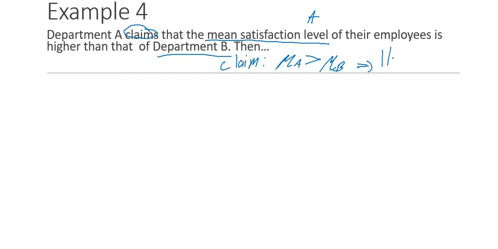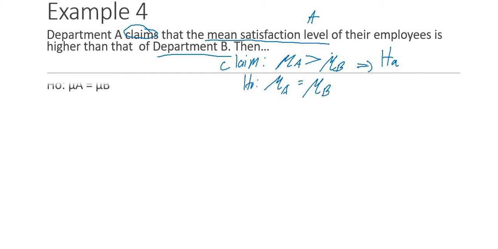So, the claim here is that the mean satisfaction level of Department A is higher than Department B. So we can say in symbols that the mean of Department A is higher than the mean of Department B. This is the claim. And therefore, this claim is an alternative hypothesis already because it's claiming greater than. So therefore, our null hypothesis should be written as the mean of A is equal to the mean of B. And the alternative is this one.